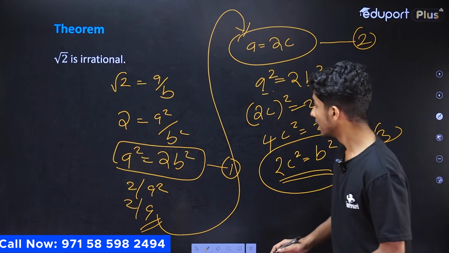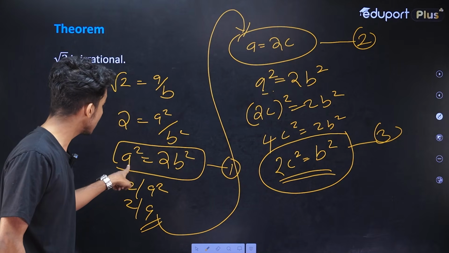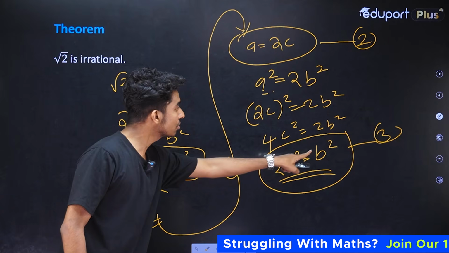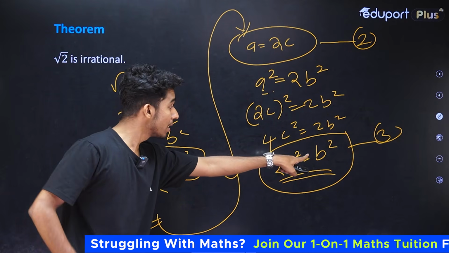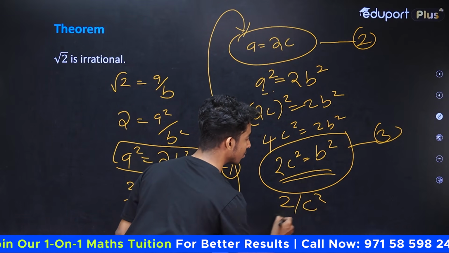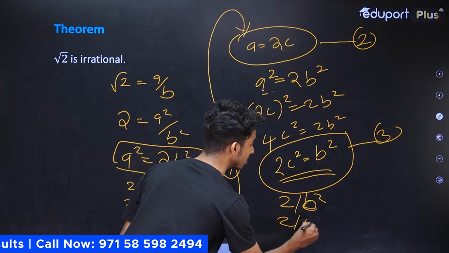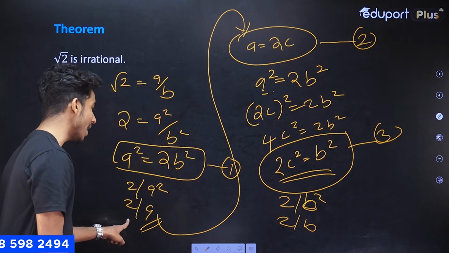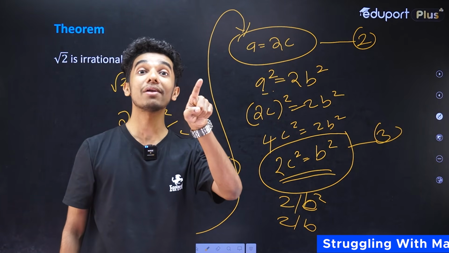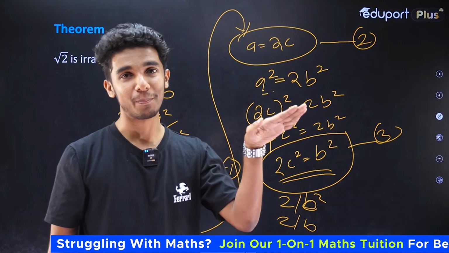Now look students, here A is divisible by 2. Here also look at the fact that B square is written as some product of 2 into C square, which means 2 divides B square, so 2 divides B. Both A and B are divisible by 2. They have the common factor 2, so A and B are not co-prime.